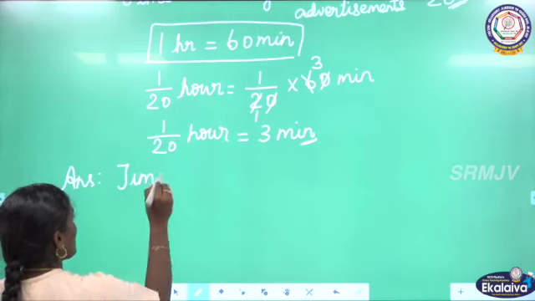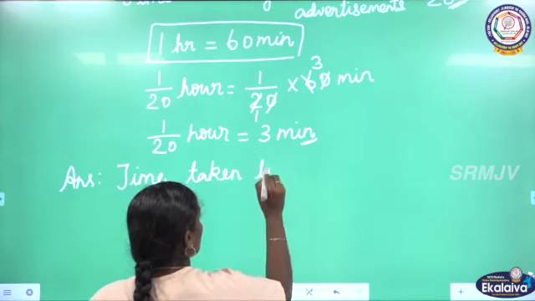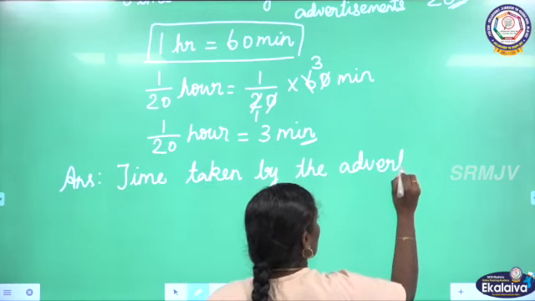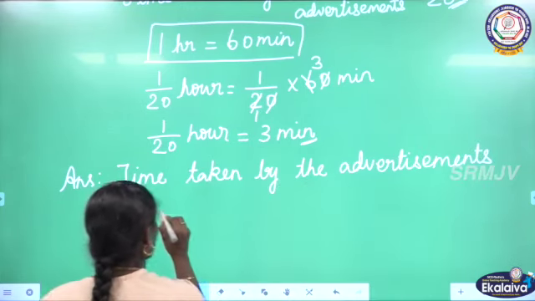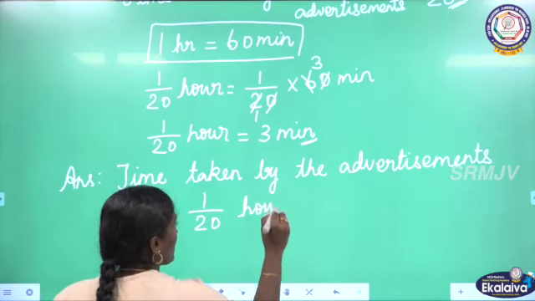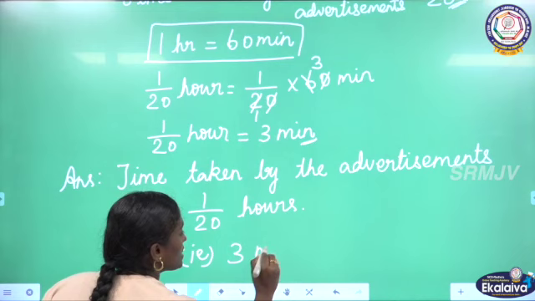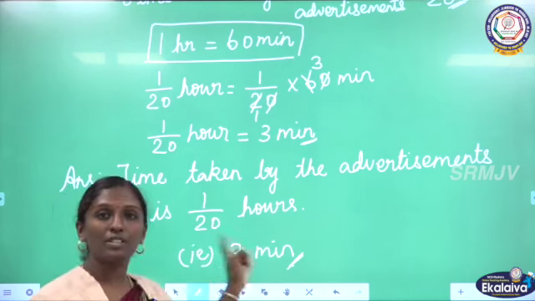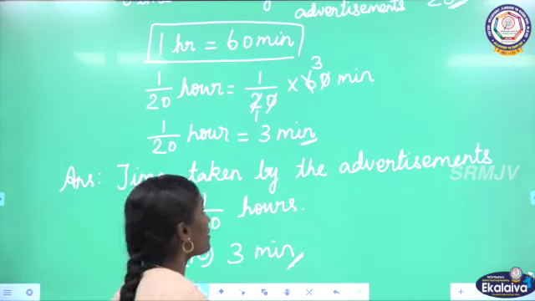Time taken by the advertisement is 1/20 hours. This is in fraction, that is 3 minutes. Okay, this is in minutes. So the time taken by the advertisement is 1/20 hours. In minutes, that is 3 minutes. Is it clear, children?